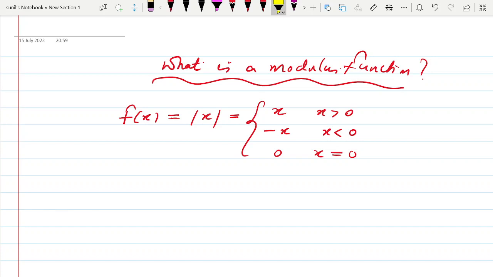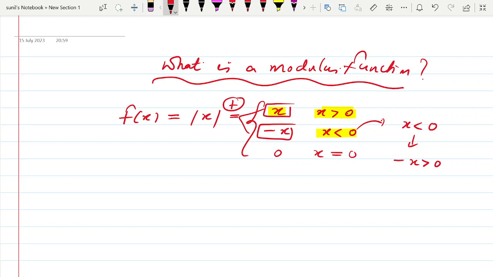See, when x is positive, you are writing the same number back. Now when x is negative, what will happen if you multiply both sides by minus? Then minus x will be positive. It means both things are positive. Now its value is 0 when x is 0.